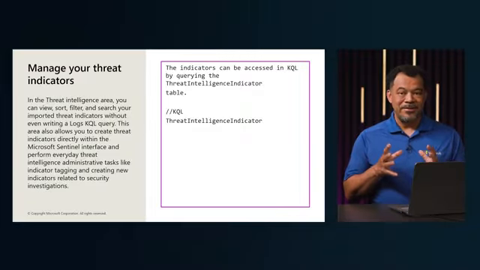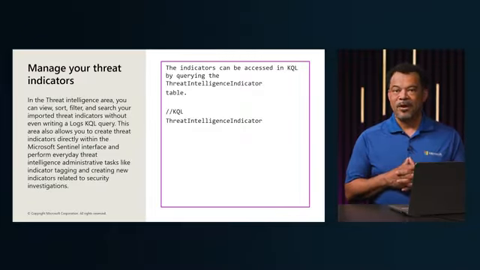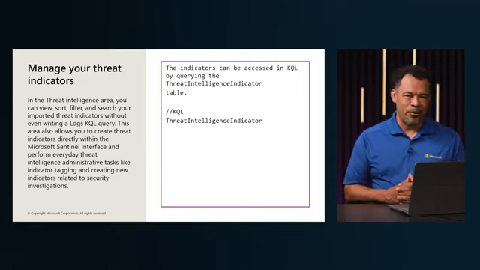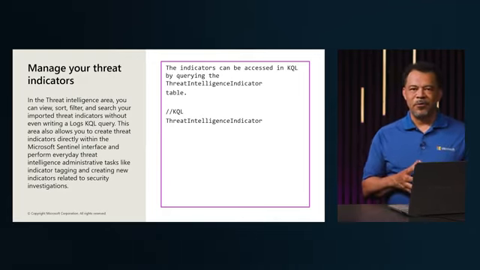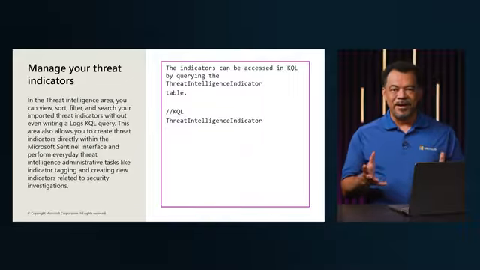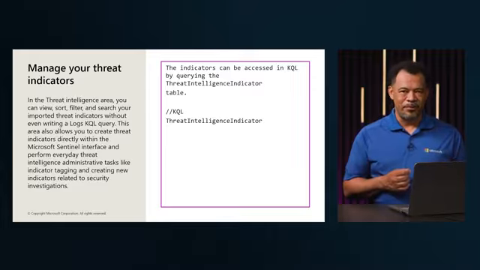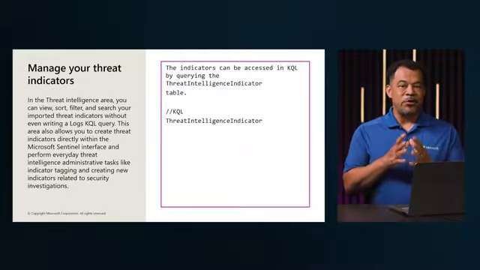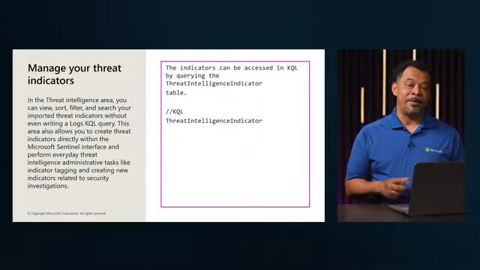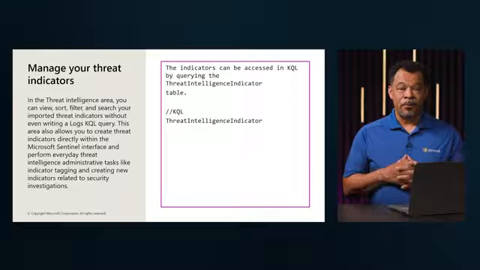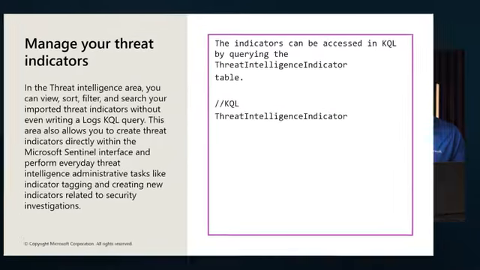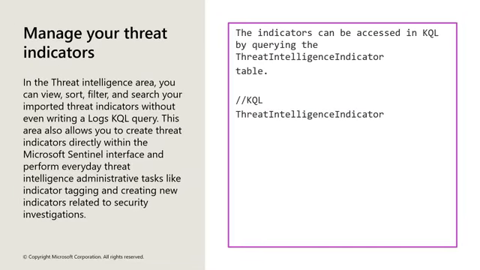Microsoft Sentinel makes it easy to manage threat indicators right from the interface. There's no KQL required. You can view, filter, and search through imported indicators like IP addresses or domains or file hashes, and even create new ones directly within the platform. It also supports tagging and organizing indicators to help with investigations and threat tracking. If you do want to dive deeper, all this data is accessible through the Threat Intelligence Indicator table within KQL.